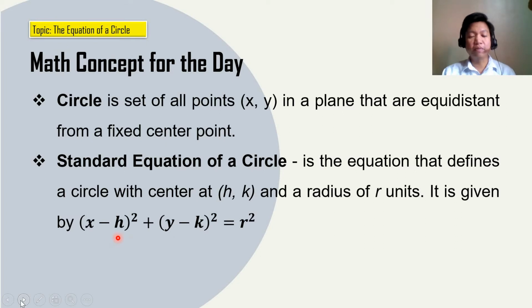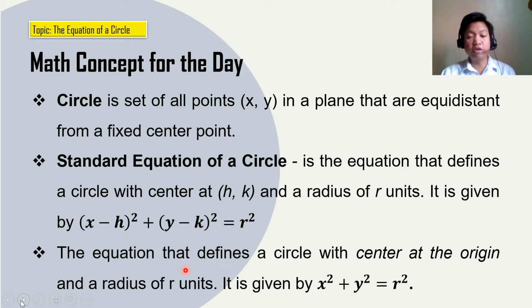Kasi mahalaga, again, paulit-ulit yung sinasabi, kailangan maintindihan natin palagi kung ano yung mga variables na ginagamit natin sa isang equation or specifically sa isang formula para mas magamit natin siya at mas maintindihan natin kung para saan yung ating equation. And last is the equation that defines a circle with a center at the origin and a radius of r units, given by x squared plus y squared equals r squared. So ito naman yung gagamitin nating equation. Mas simple ito compared dun sa nauna.